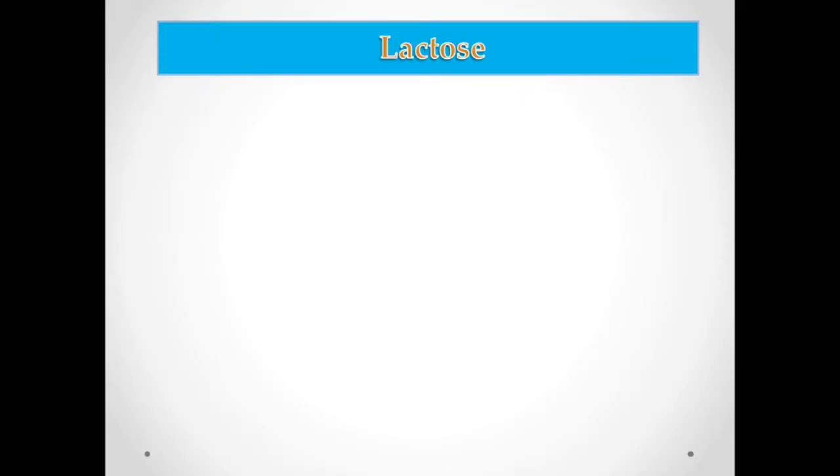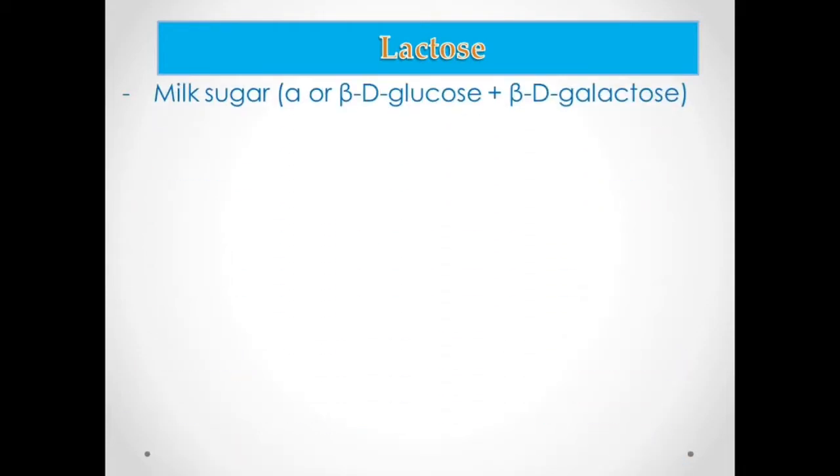Okay, now let's move to the second disaccharide. The second disaccharide is what we call lactose. Lactose is actually a milk sugar, and it is a combination of the beta-D-galactose, the first sugar, plus the alpha or beta-D-glucose. It depends on whether it is an alpha or a beta-D-glucose. Okay, so that is the second sugar.